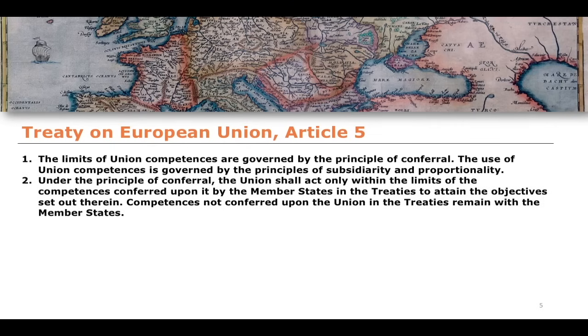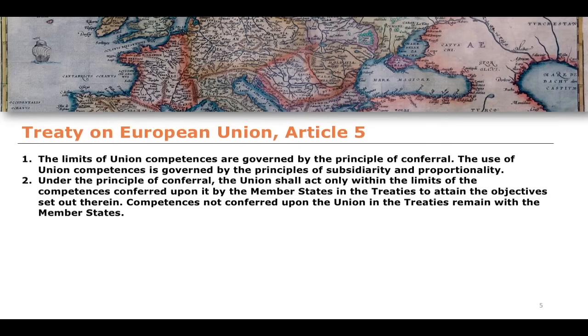Under the principle of conferral, the Union shall act only within the limits of the competences conferred upon it by the member states in the treaties to attain the objectives set out therein. Competences not conferred upon the Union in the treaties remain with the member states.